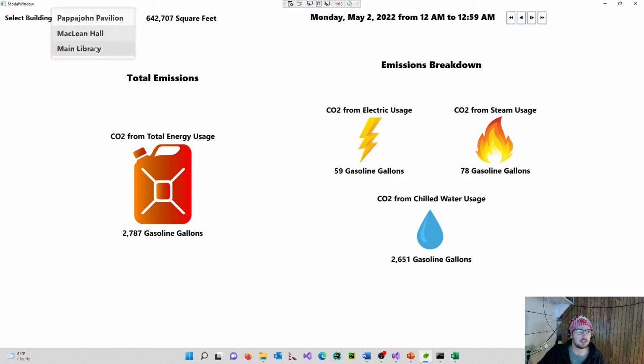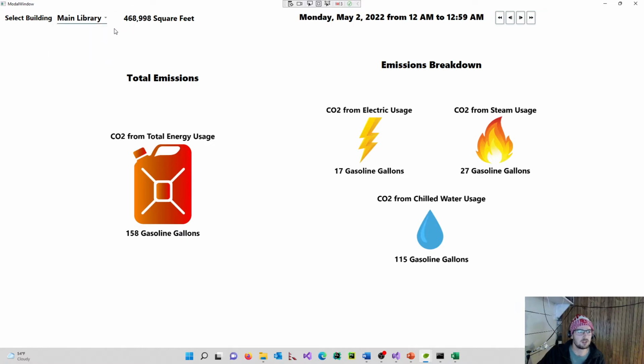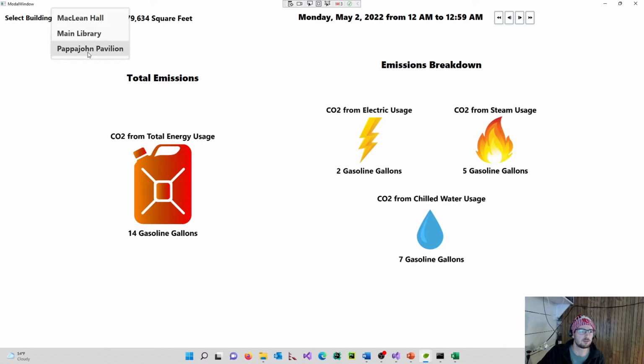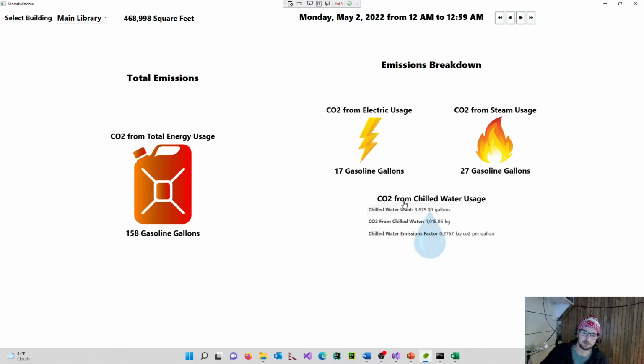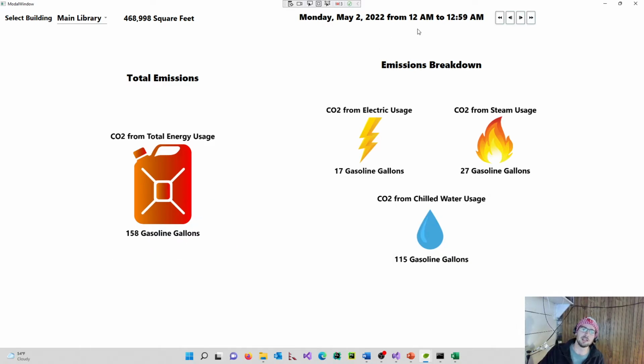And let's look at the main library. You'll see the main library is somewhat close in terms of square feet. Papa John Pavilion is 642,000 square feet. The main library is 468,000 square feet. So they're somewhat similar, but the main library's got its chilled water usage under control here, or at least more so. You can see it's only using 158 gasoline gallons in the same time frame. And we can go forward on this value as well, anywhere in the time frame.